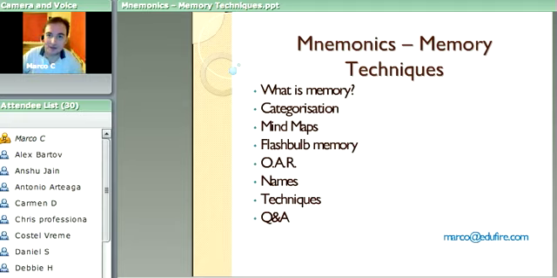Mnemonics, memory techniques. Okay, so it's going to be a very general class. There's a lot to cover, you can imagine. Just in psychology itself, memory is a huge, huge subject. So this is going to be a general thing, but just about memory, very brief: what it is, how it works, a few different types of memory. But really it's going to focus on one thing, and that's how to use memory techniques, how to remember things.